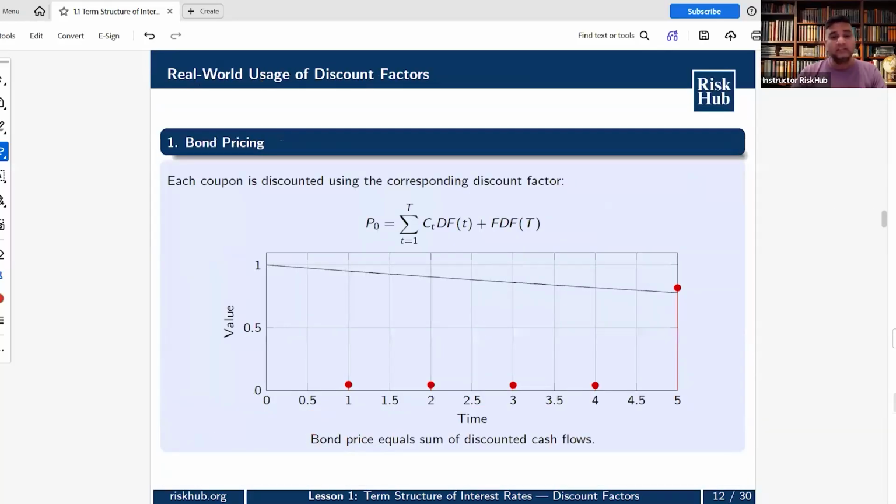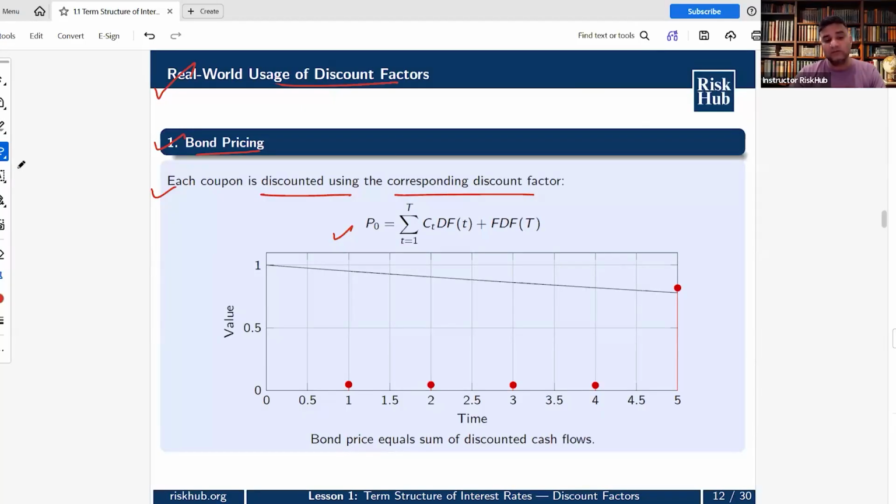Then the next one is a complete one: real world usage of discount factors in bond pricing. Each coupon is discounted using the corresponding discount factor. Here the formula is given, which is P naught equals the sum from T equals 1 to capital T of C sub T times DF of T, plus capital F times DF of capital T. Each coupon is multiplied with the discount factor for the date it arrives, and the face value is multiplied with the discount factor for the maturity date. The total is the price today.